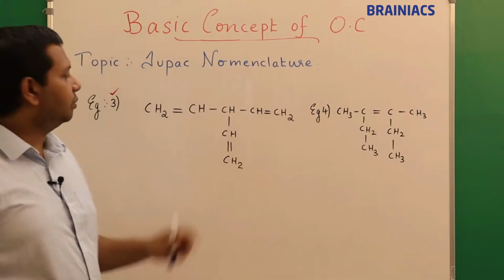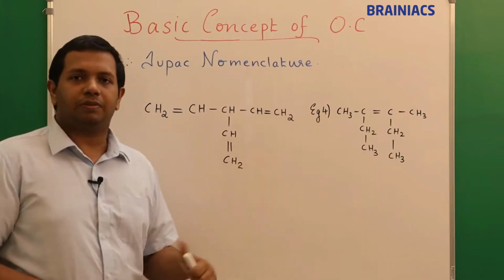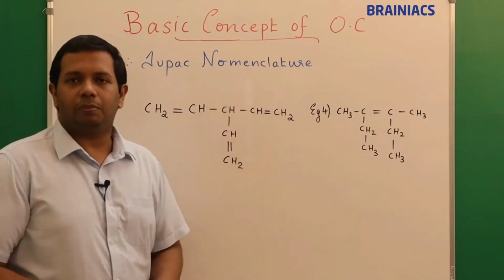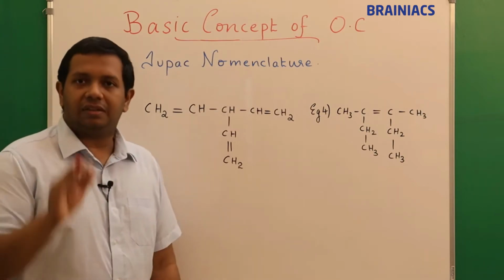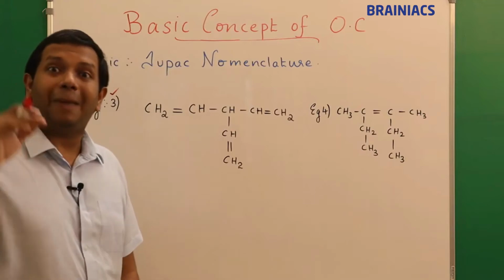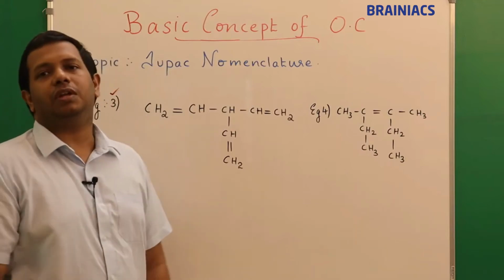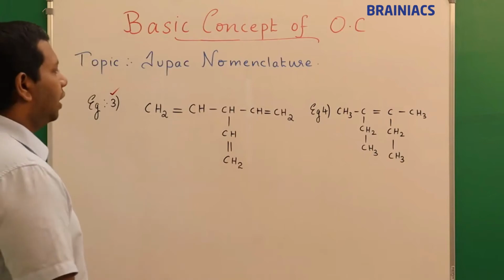Then second rule, I am checking whether any double bond or triple bond is present. Yes, double bonds are present in the compound. Then the rule says that you should choose the parent carbon chain in such a way that you should include the maximum number of double bonds. Very, very important.